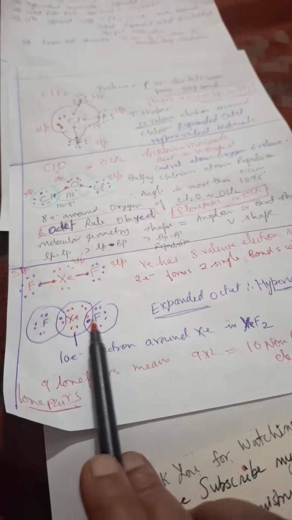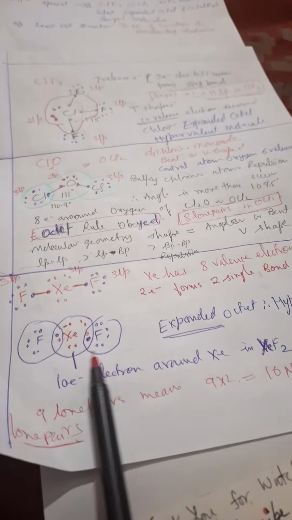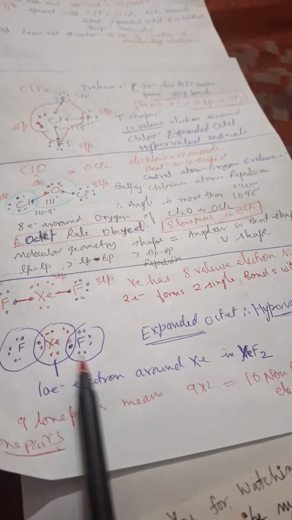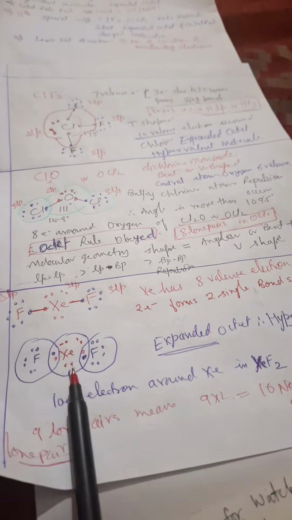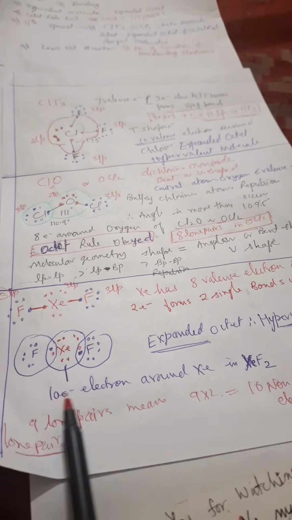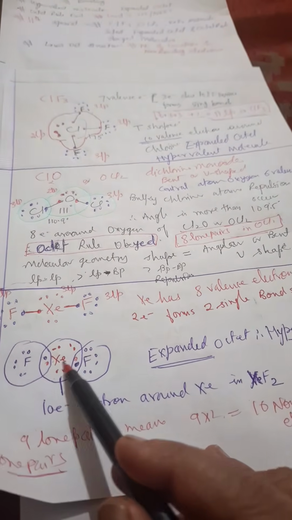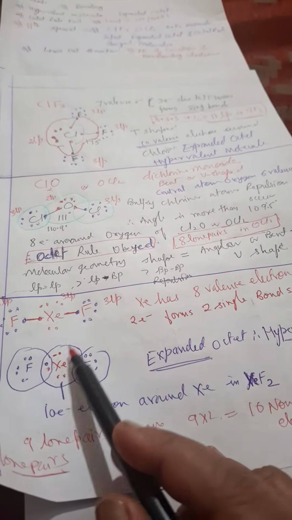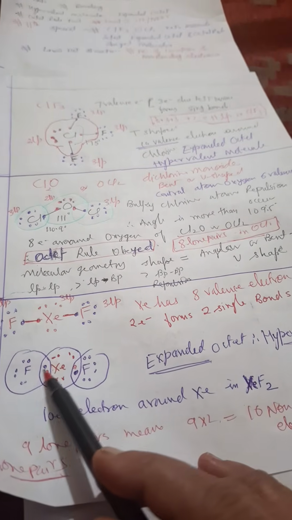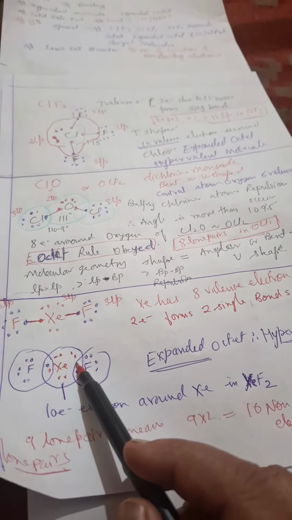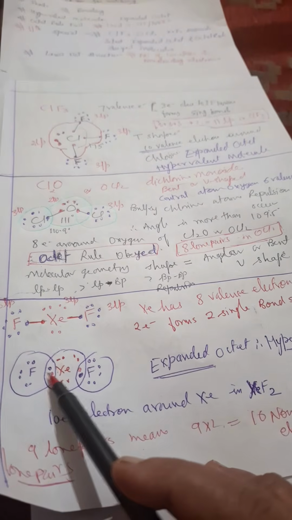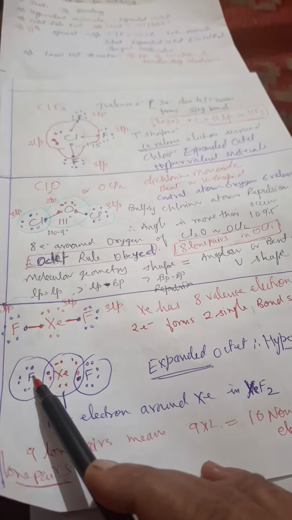Now we'll go for XeF2. It looks like it should obey the octet rule, but no, my son, it has 10 electrons around it, so it is an expanded octet. And see here, it already has 8 electrons, and 1 electron each is coming from the fluorines. So out of 8, 1 electron each is forming a single bond.